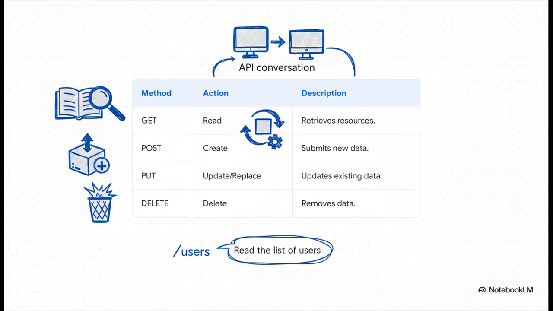So where does the action come from? Well, it comes from these guys, the HTTP methods. These are the verbs of our API conversation. Get means read. Post means create. Put is for updating, and delete, well, that one's pretty obvious. When you combine a verb like get with a noun like /users, the meaning is suddenly crystal clear. Hey, read me the list of users. See how clean that is?